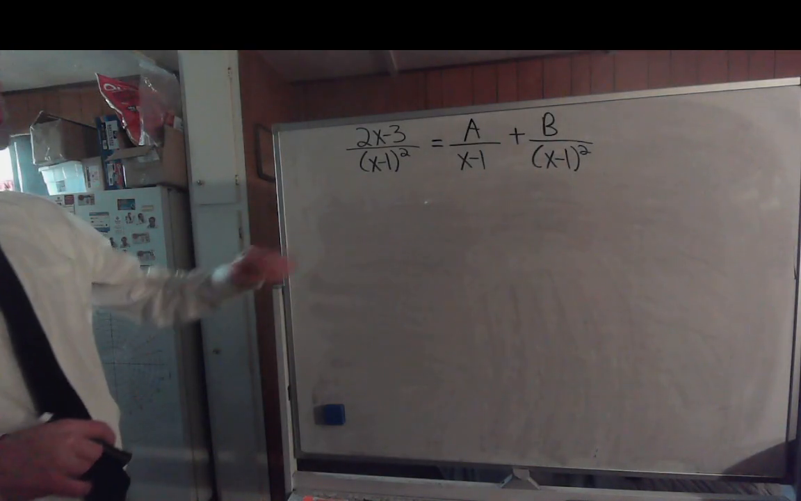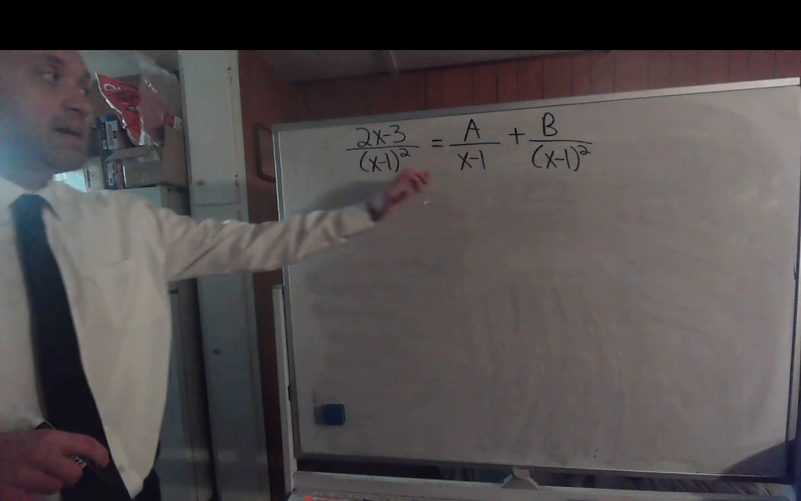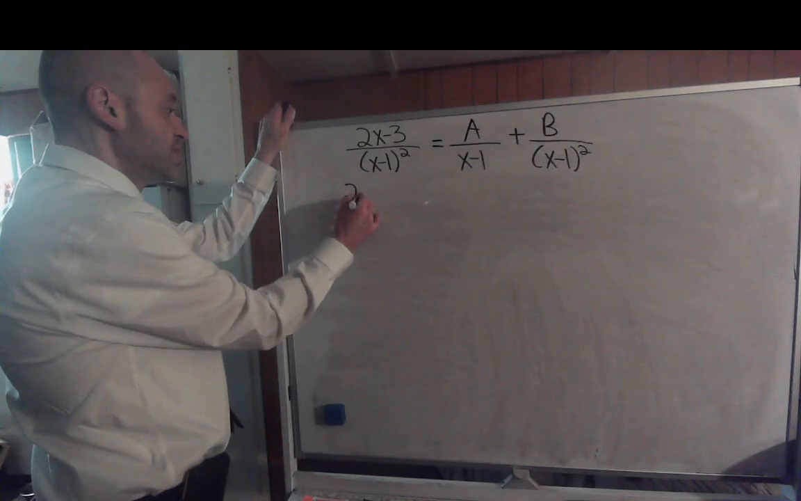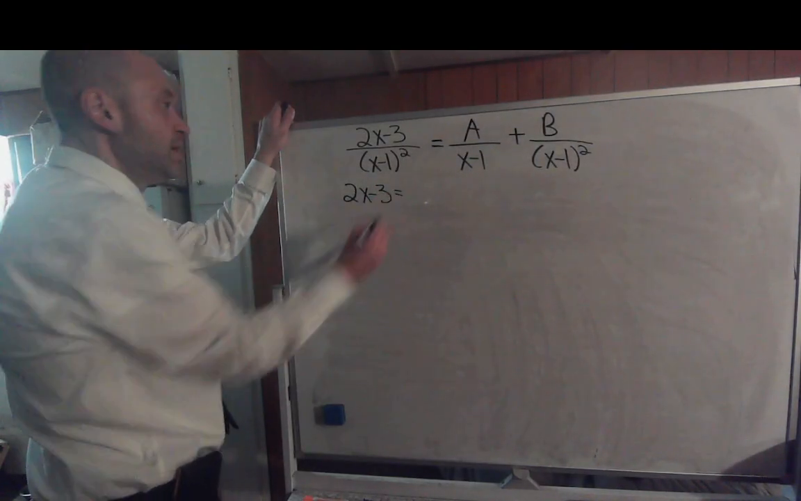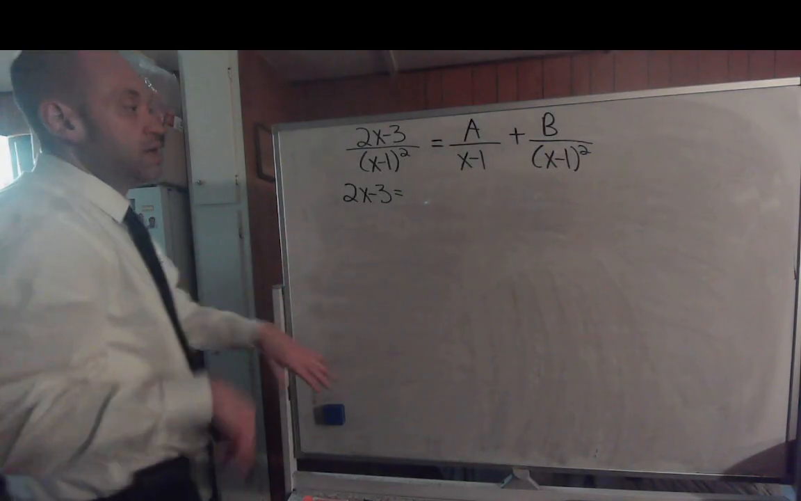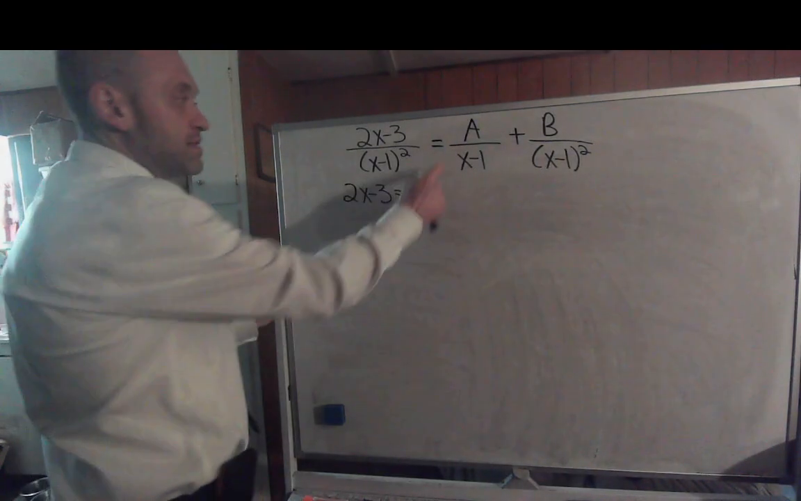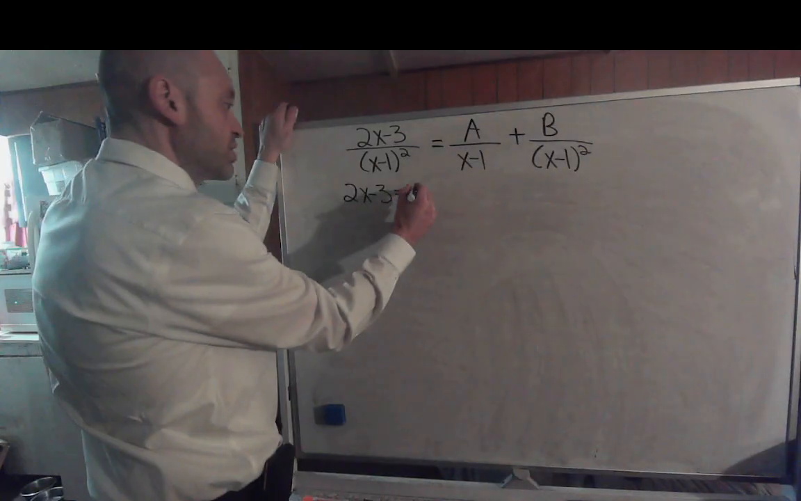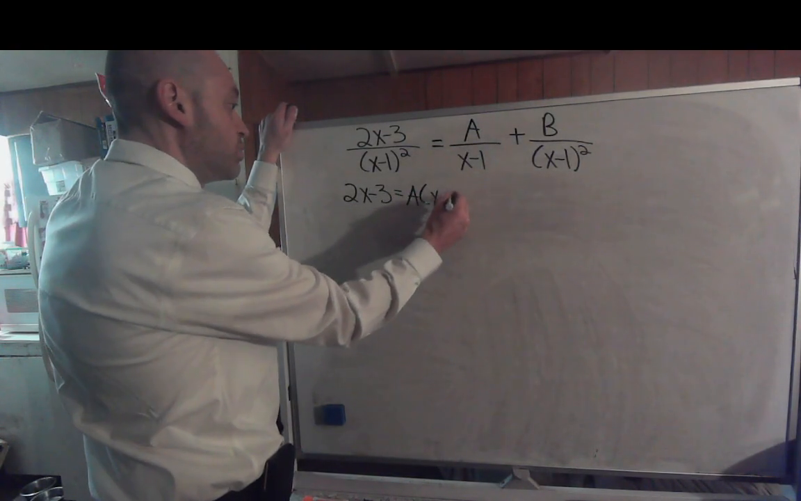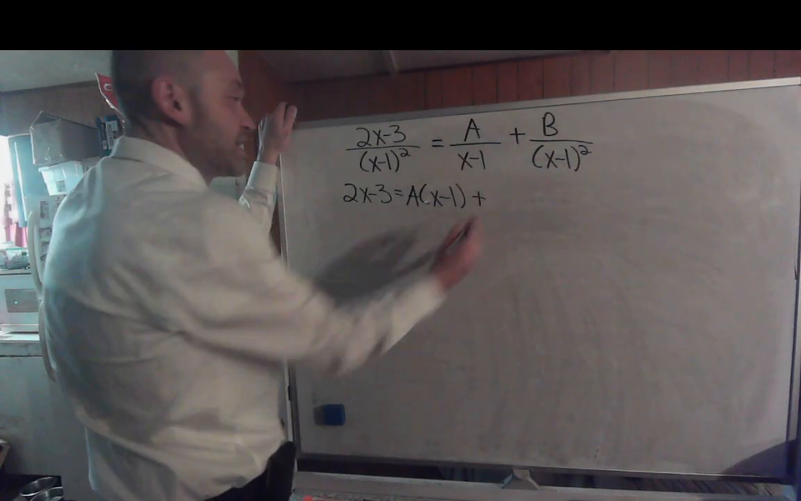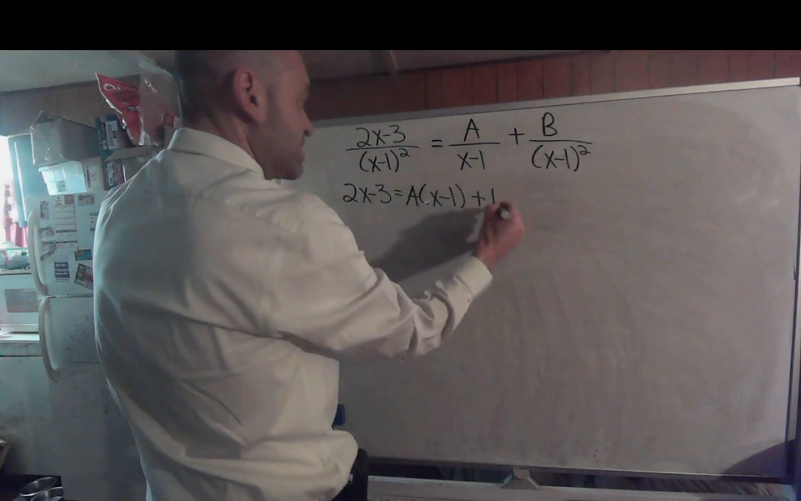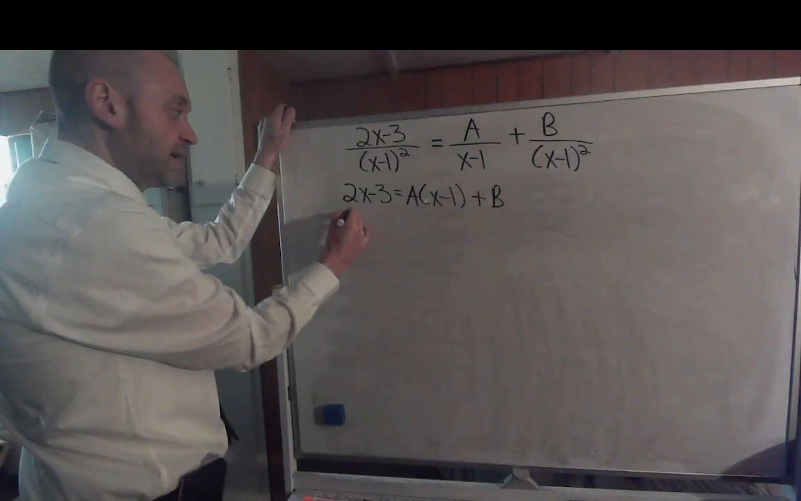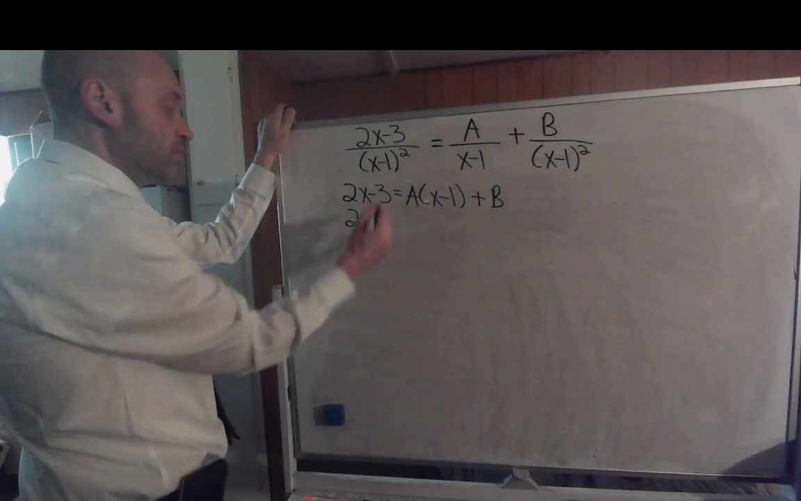So you have to first multiply both sides by the common denominator of x minus 1 squared. If we do that, the left side would just turn into 2x minus 3. That's going to end up equaling your right-hand side. If you multiply the first term by x minus 1 squared, this would just turn into A times x minus 1. Plus your second term times the common denominator would simply be just B. So let's go ahead and expand the right-hand side out.